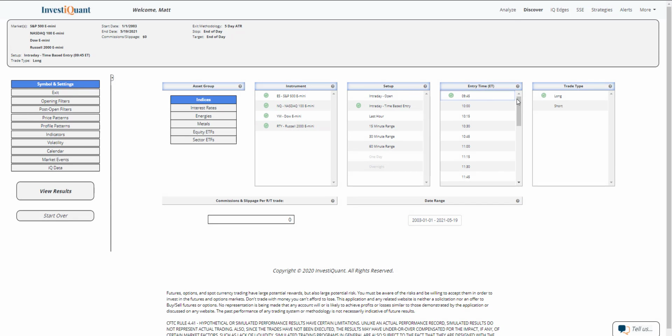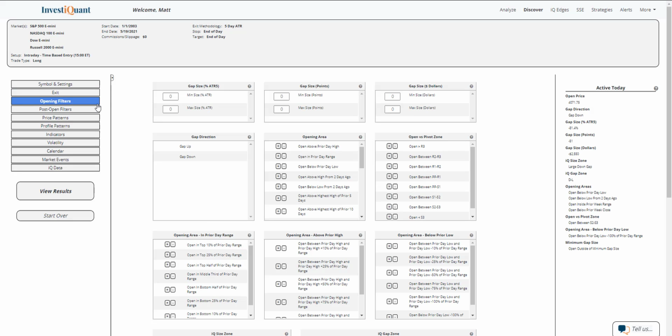I've got all four instruments selected here, and we're going to look at an entry time of 3 p.m. Eastern time, set up as a long, and it'll exit at the close, which is 4:15 p.m. Eastern time. Now, this morning, we gapped down below the prior day low. I'm going to hit equals here in the opening area category next to open below prior day low and add that to this test that we're about to run.